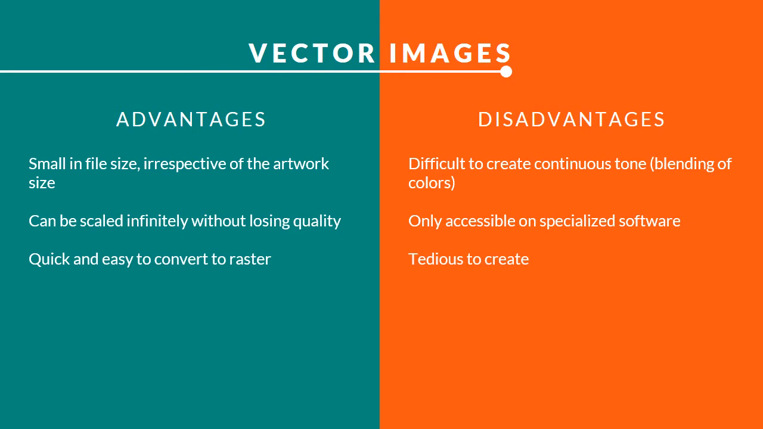If I can explain the last disadvantage, which is tedious to create, I would have to compare vector with a raster image. To take a photograph of a landscape, for example, di ba, you simply pick up your camera and take the picture, as easy as that. We are not considering your photography skills here, but rather the simple process of pressing the button of your camera.